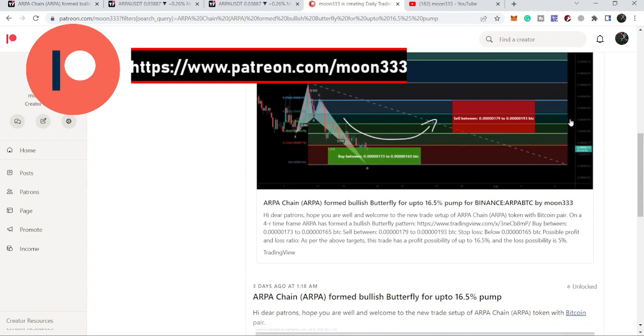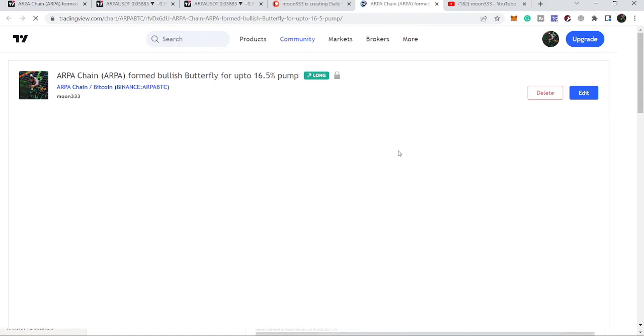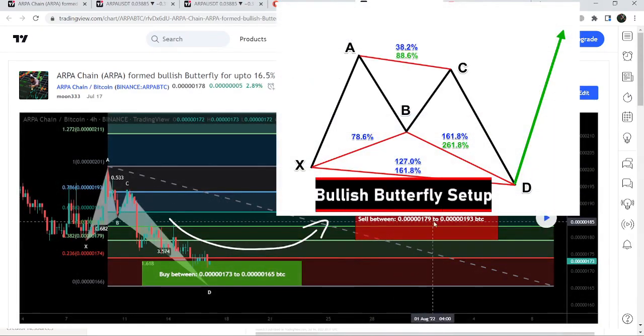So let's start the analysis. First of all, let me begin with this bullish reversal setup that I shared with my members at the Patreon almost 3 days ago, and that was a harmonic bullish reversal butterfly move. And I told my members that from here we can expect a bullish reversal. This setup was, by the way, formed with the Bitcoin pair on the 4-hour time frame chart. And our sell targets were from 179 and goes to 193, and the buying zone was from 173 to 165.